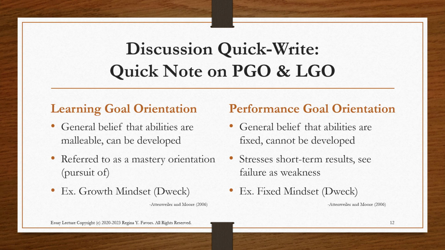So it's one of those types of people who says, I just can't do it. No matter how many times you try to encourage the individual to pursue it, they just feel like they can't do it. And so they will stress short-term results, right? They will see failure as weakness. And think about that in terms of fixed mindset.